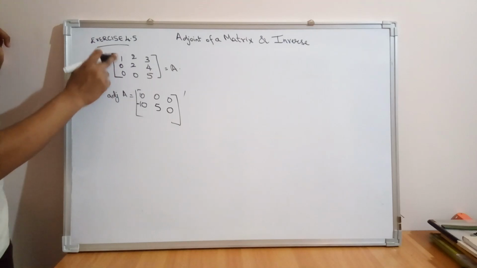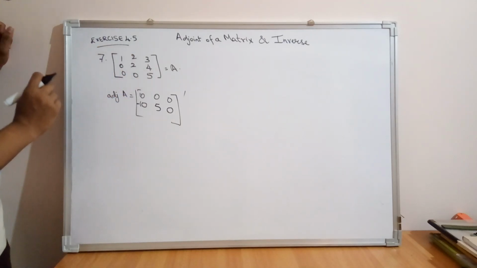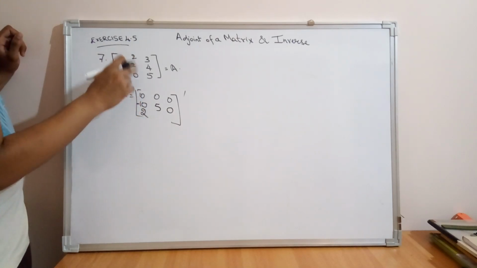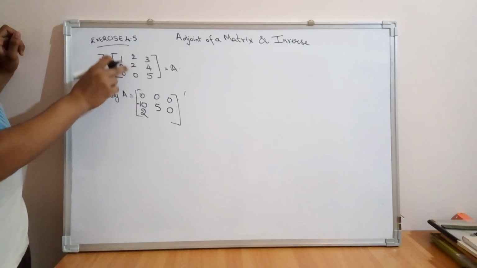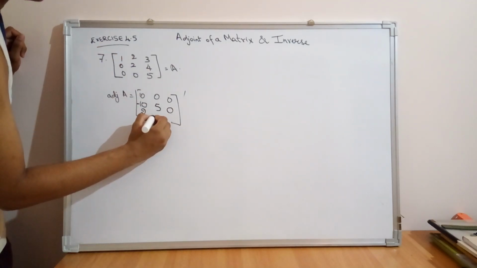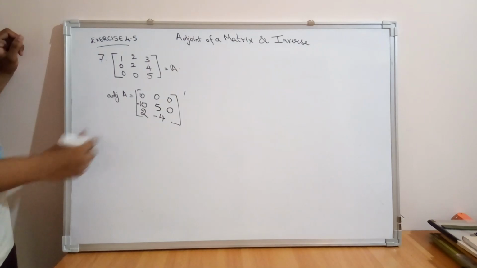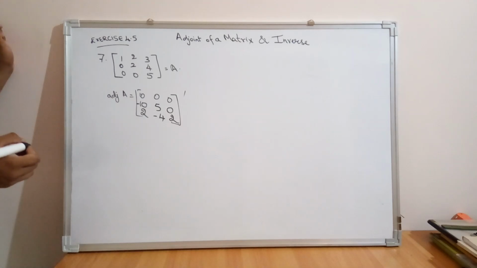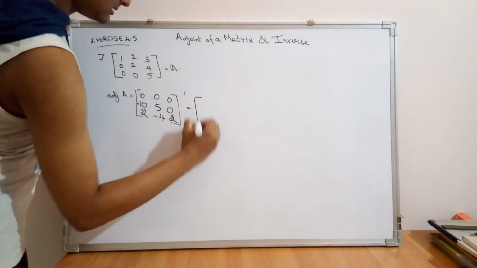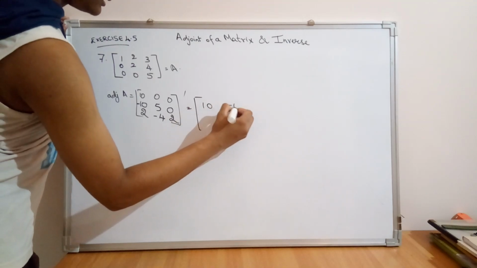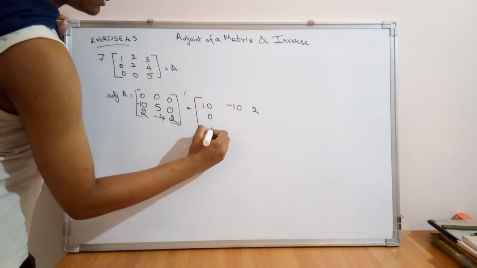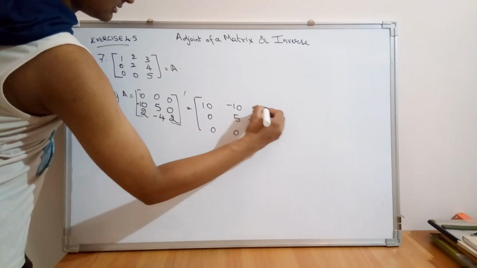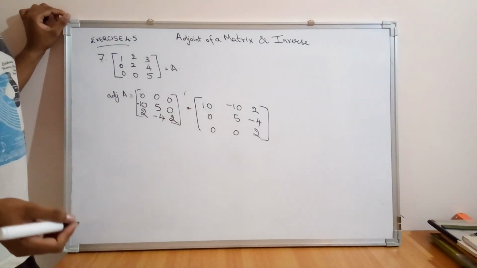And then we go to this element, that is 8 minus 6, that is going to be 2 here. Then we have 4, since it is coming here, one negative sign should be there. Then we have 2 here. Okay, this is all about this. So this adjoint becomes 10, minus 10, 2, 0, 0, 0, 5, minus 4 and 2. This becomes the adjoint of A.